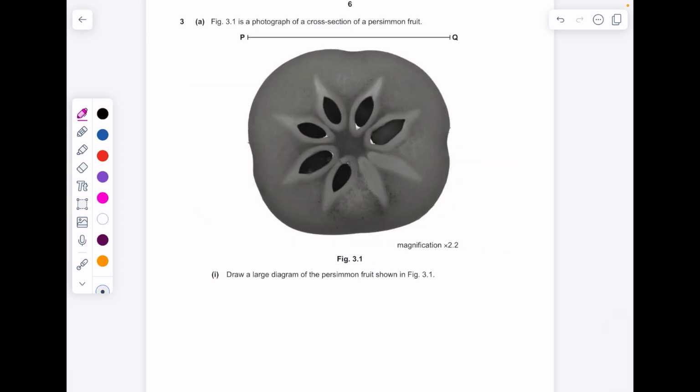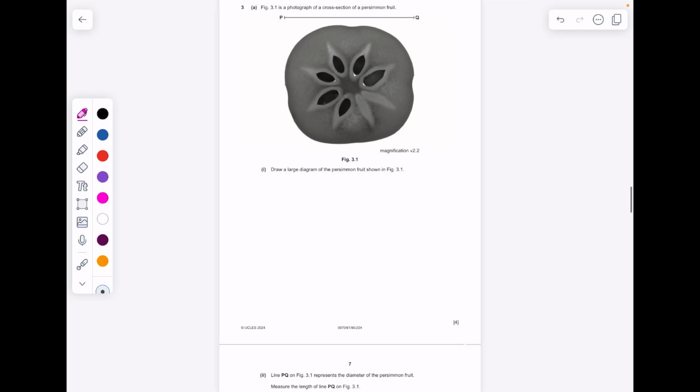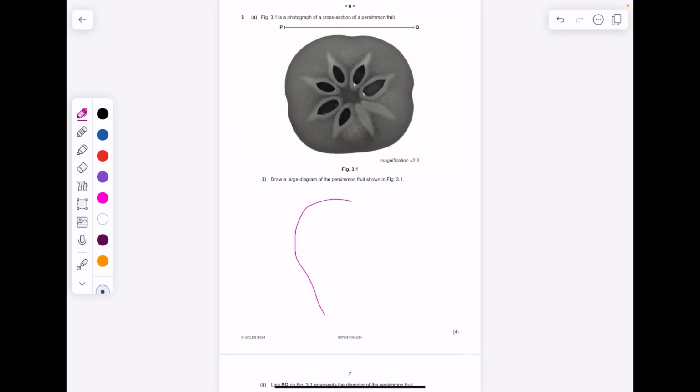3A, figure 3.1 is a photograph of a cross-section of a persimmon fruit. Draw a large diagram of the persimmon fruit shown in figure 3.1. So let's do the outline. Count how many pips we've got: 1, 2, 3, 4, 5, 6, 7, 8. And then I'm going to show that some of them have pips whilst some of them are empty. So I'm leaving 2 empty pips.